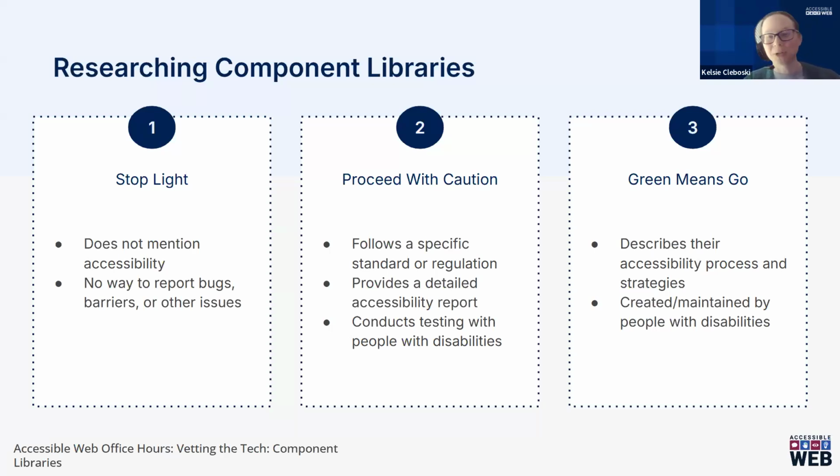And for our third test, green means go. These are really strong indicators that this is likely going to be a good accessibility partner for you: if they go beyond just saying that they care about accessibility or talking about specific conformance or guidelines that they meet, and they actually describe their accessibility process and strategies, or if it's a component library that is created and maintained by people with disabilities. So not just testing with people with disabilities, but people with disabilities are working in this component library directly. Those are definitely strong signs that this is likely going to be a good accessibility partner, and we can move on to the second phase of our evaluation.